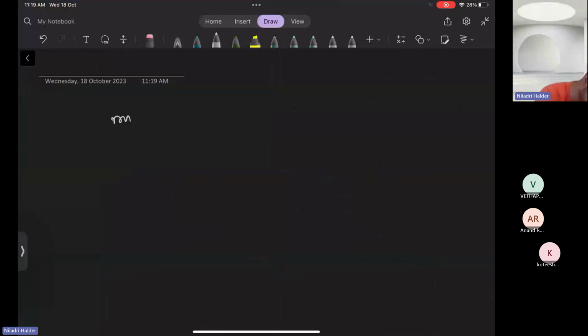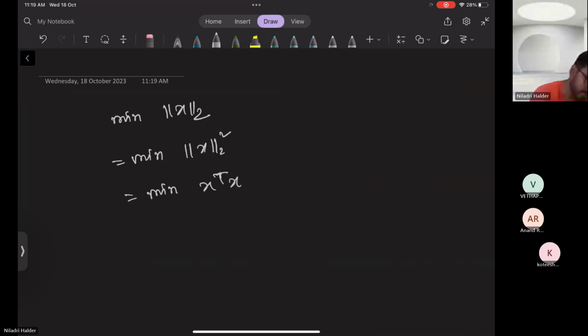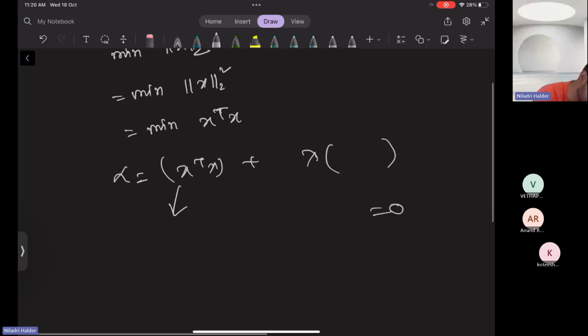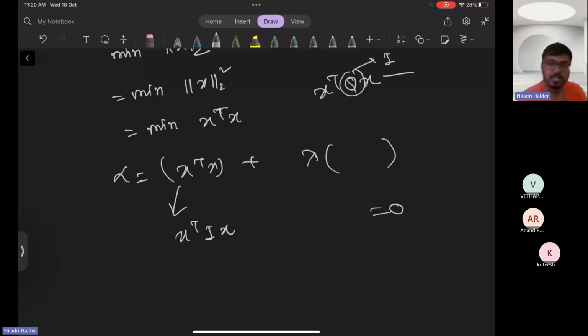So minimizing the x2 norm square is minimizing x transpose x. Then the Lagrangian is x transpose x plus some constant lambda of something. Then you can differentiate it and make it equal to zero. Suppose you write x transpose Ix, and already we have solved x transpose Qx, those solutions. Q is equal to I in this case. So that way you can solve. That is the same process actually.